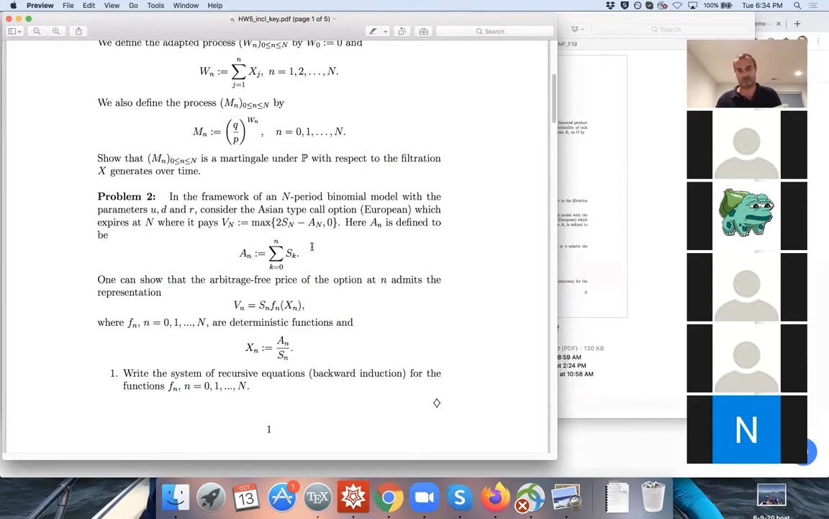Here it also depends on the sum, the accumulative stock price over time. So there are just a few changes, but we'll do an example tonight. It's not quite what you'll see in the homework here, but it's pretty close.